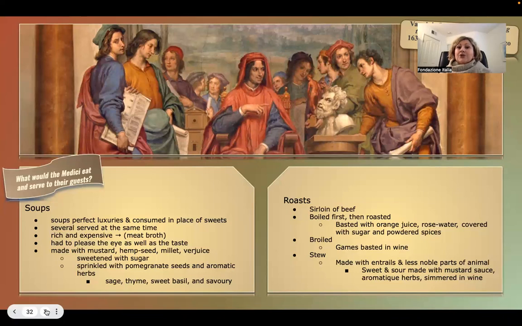And then there were a lot of stews. Around this time, stew made with entrails and the less noble parts of the animal becomes a huge hit. The wealthy, those who could afford it, were crazy about this too, with these lower parts of the animals.